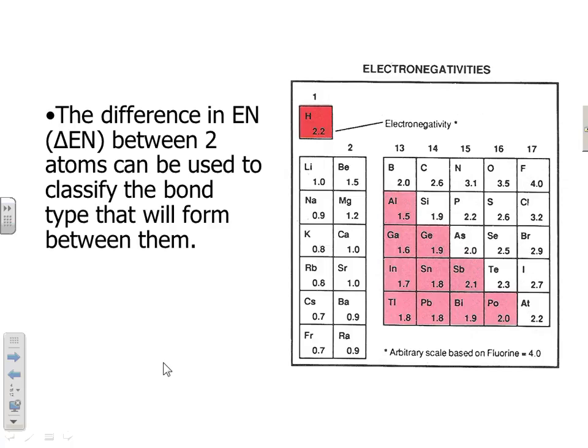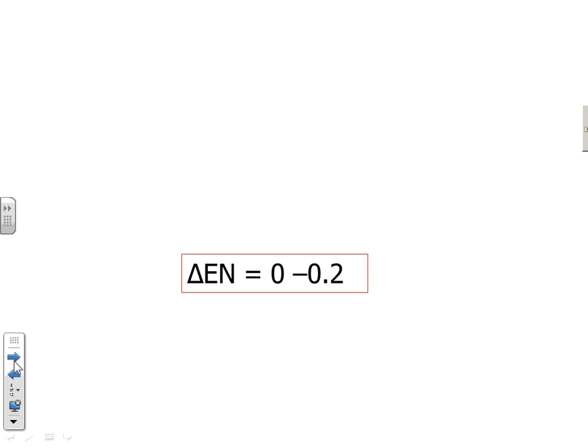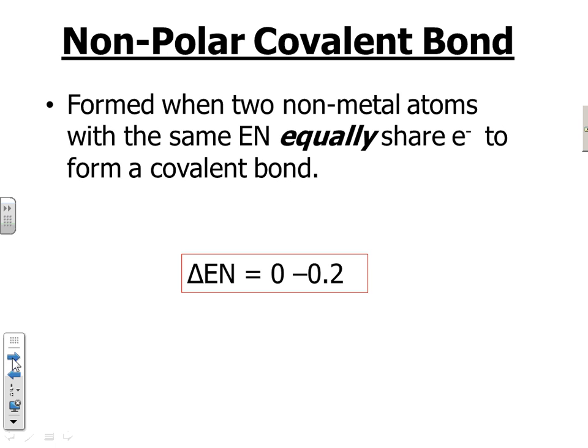In this case, the delta EN is the difference between them. So we need to subtract to see who's the strongest. Do we have two of the strongest pulling on the electrons? Do we have weaker ones, or do we have a strong one versus a weak one? Now, when we do this math, it gives us a number, and that allows us to tell us what type of bond it is. And that's why this is called types of bonds. So let's define some of this stuff.